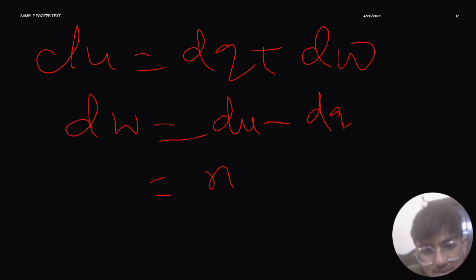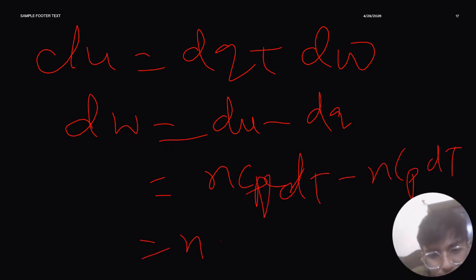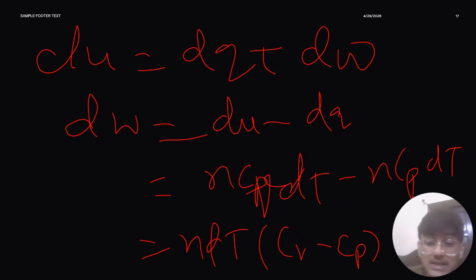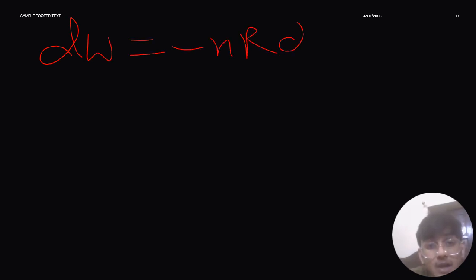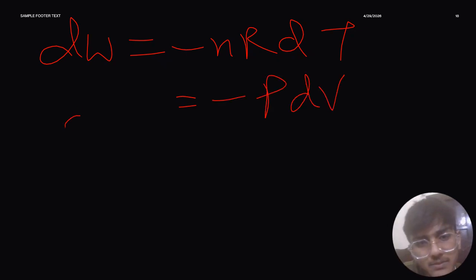That will be nCv dT minus nCp dT, so nCv minus nCp, and we can write Cv minus Cp as minus R, as we know Cp minus Cv is R. So Cv minus Cp will be minus R, so minus nR dT. So dW will be minus nR dT, and as we discussed, nR dT is nothing but PdV. So minus PdV, this is our work done.